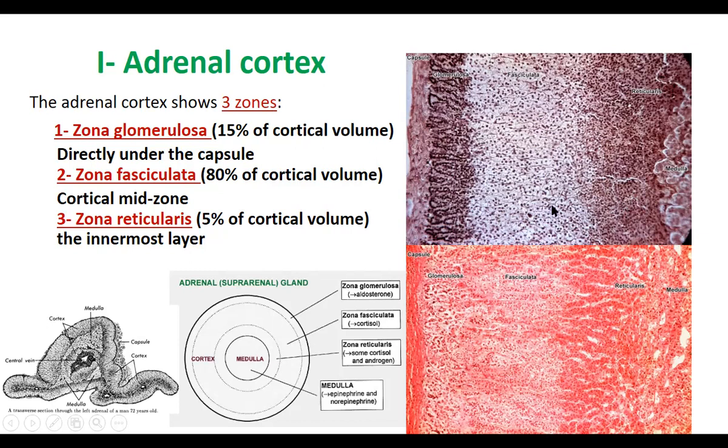The zona fasciculata is the largest. It forms almost 80% of the whole cortex. The zona glomerulosa is about 15%, and the reticularis is the smallest, almost 5%. The zona glomerulosa is directly under the capsule. Here is the capsule, and just deep to that is the zona glomerulosa. Here also you can see the capsule, and deep to that is the glomerulosa. Then the zona fasciculata is the mid zone, and the zona reticularis is the innermost. So here, this is the actual adrenal cortex with the capsule outside, and this is the whole of the cortex, and deep inside is the medulla.